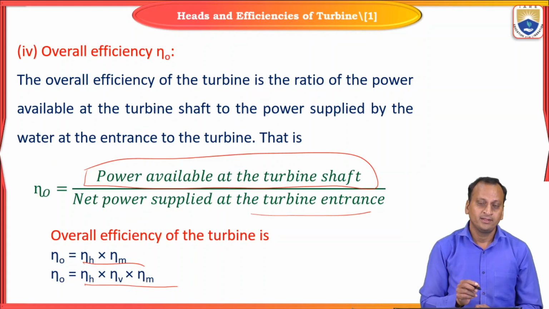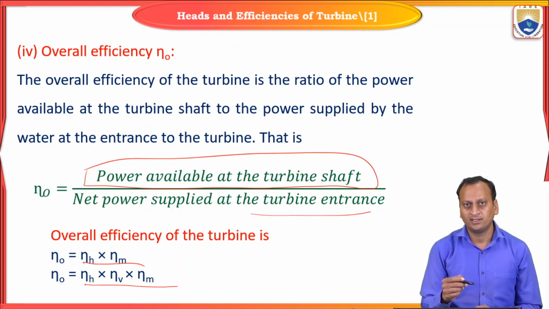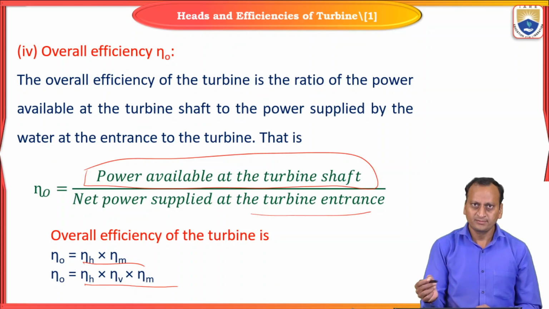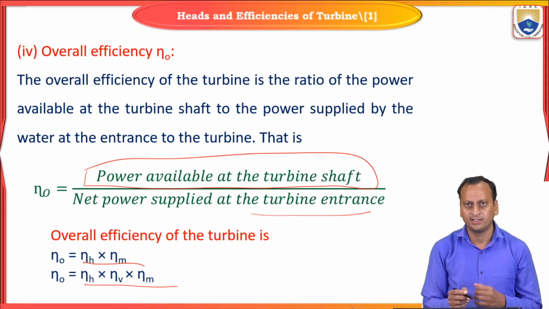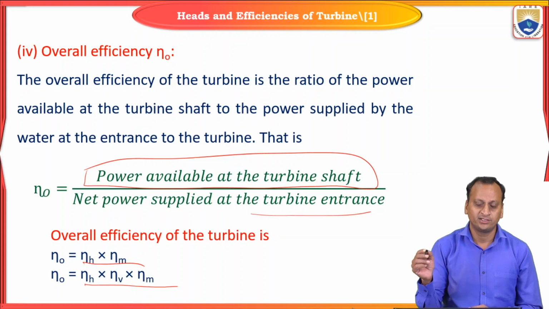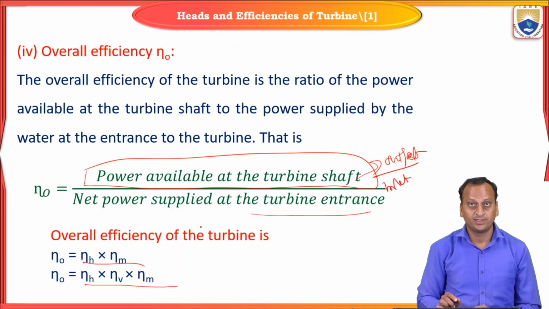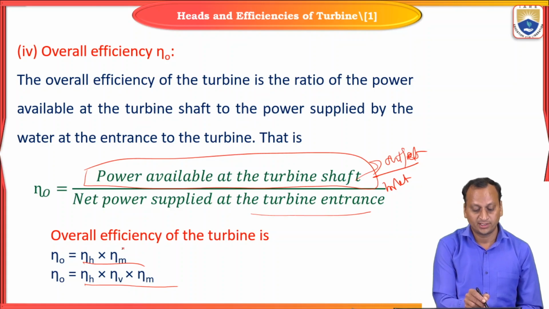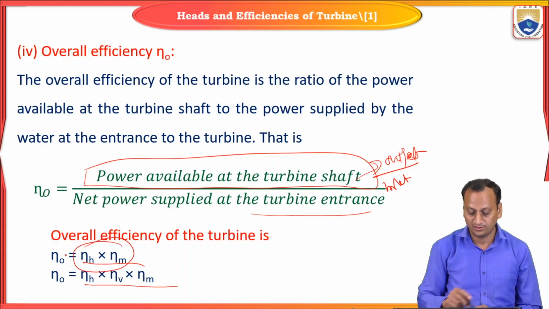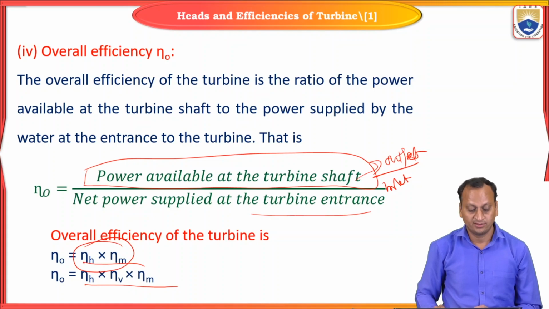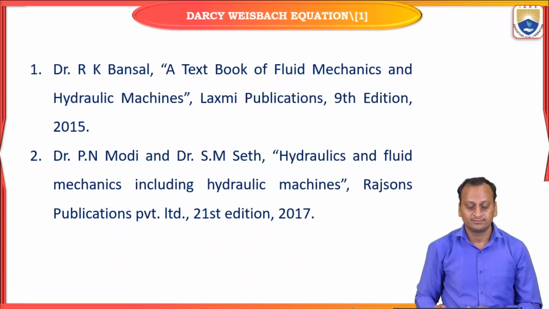Before hitting the turbine, what is the available energy? After hitting, the turbine starts rotating. After rotating, it rotates the shaft coupled to the runner. So the power available at the exit of the shaft, compared to the available power at the inlet, total outlet and inlet. The ratio of these two is known as overall efficiency. Otherwise, the product of hydraulic efficiency and mechanical efficiency, otherwise, the product of these three efficiencies.